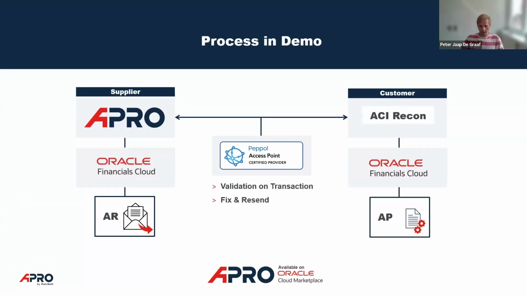On the other side, we will send another invoice, ACI Recon. This will need a validation and a check because there are missing tags in the XML file, and that's the reason why it's not validated. So we need to first fix it, and then I will resend it again, and then it will be delivered. So those are the two options that I would like to show you. So let's start with the demo itself.